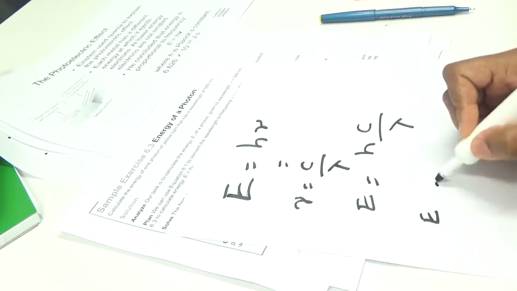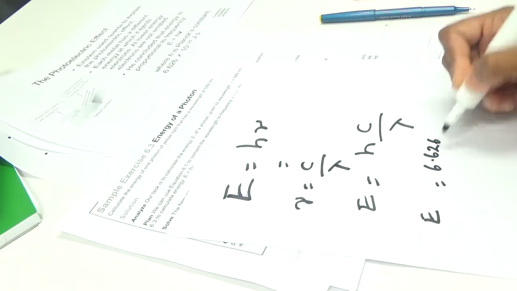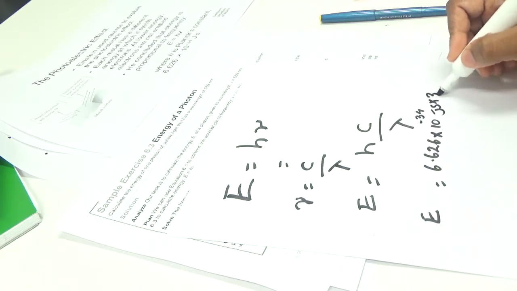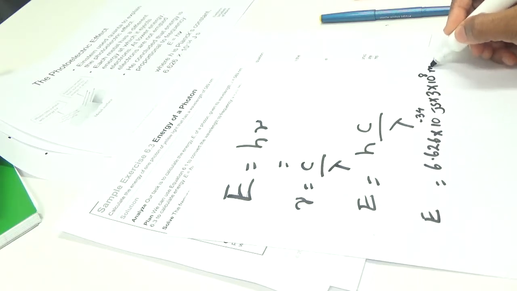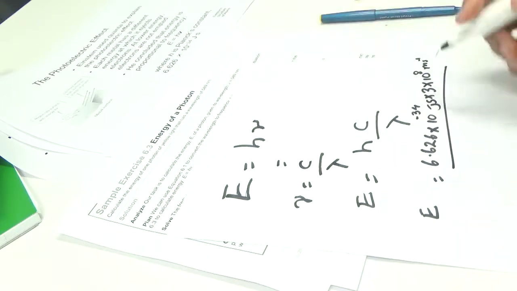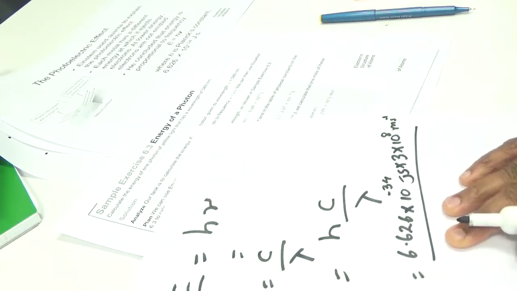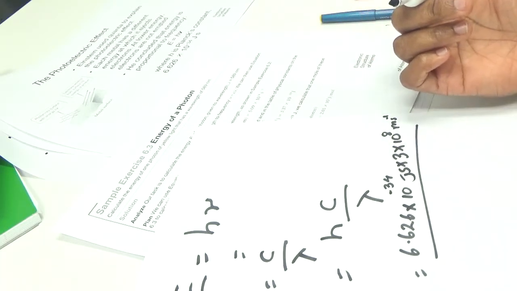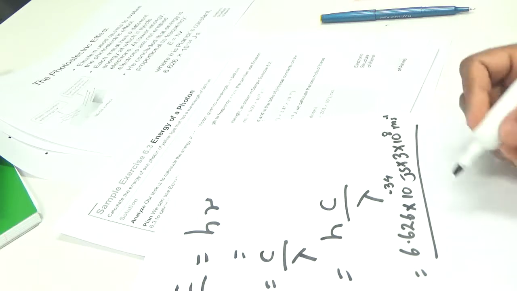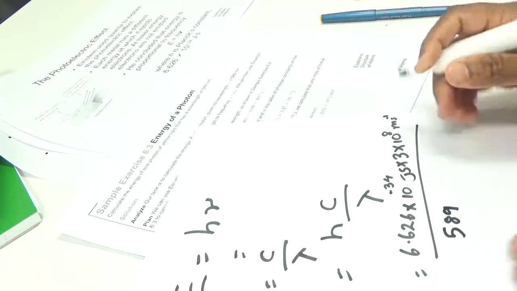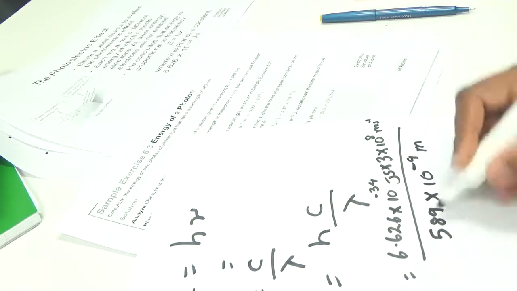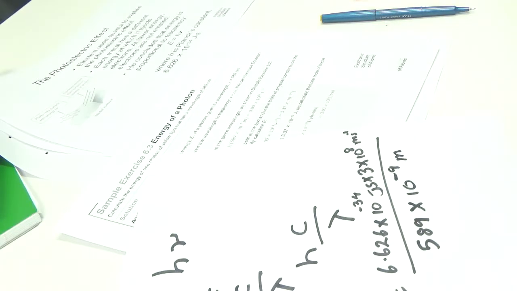You have to find energy. You know h is 6.626 times 10 to the power negative 34 joule second, Planck's constant. c is 3 times 10 to the power 8 meters per second. Lambda is given as 589 nanometers. You need to convert nanometers to meters. 1 meter is equal to 10 to the power 9 nanometers, so 589 times 10 to the power negative 9 meters. So it gives you the answer. So that's how you do this question.